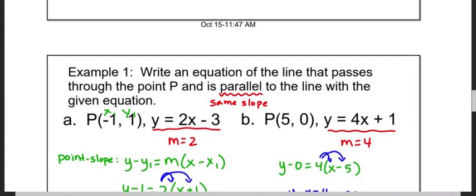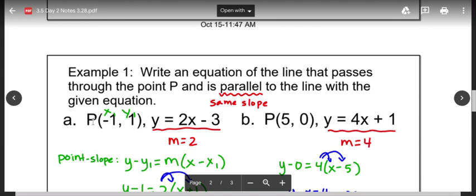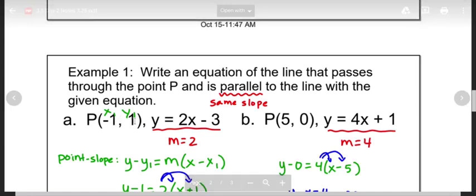So example number 1. Write an equation of the line that passes through the point and is parallel to the line with the given equation. So remember, parallel is same slope, and then we also have our point here. So if we look at this point, we have point -1, 1. So we'll just call that x1 and y1 because we're going to be using point slope form. And then we have our equation y equals 2x minus 3. So we need to come up with an equation that is going to give us a line parallel to this. So we can identify our slope, which is 2. We know it's going to be the same slope, so our slope is going to be 2.